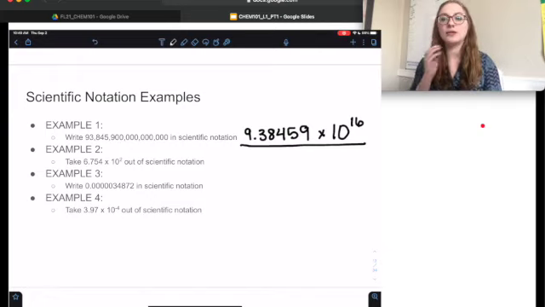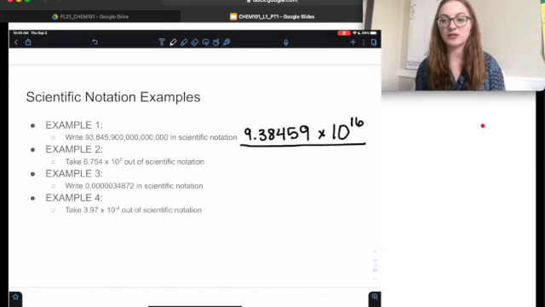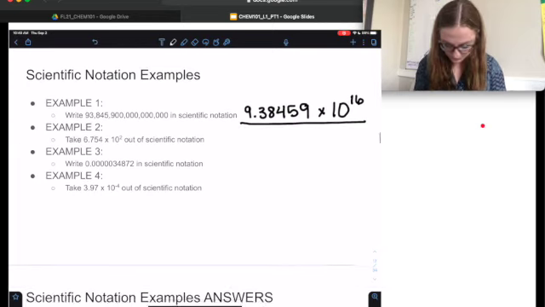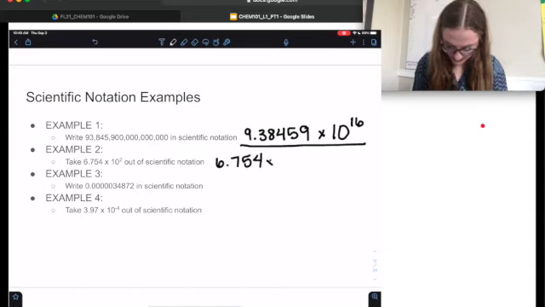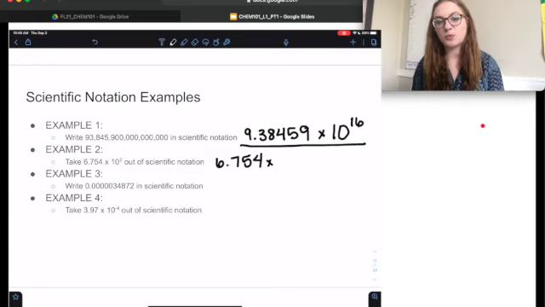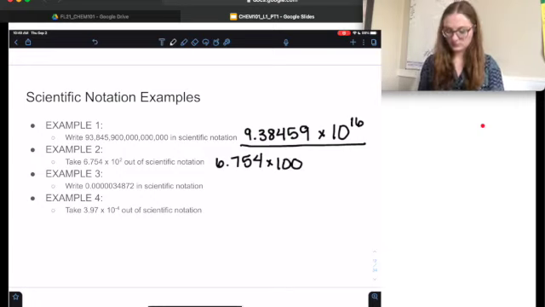Let's go ahead and do example number 2 as well. Example number 2 says take 6.754 times 10 to the 2 out of scientific notation. So let's look at the mechanics and let's write this down. If I have 6.754 times 10 to the 2, I could write that as 6.754 times 100. 10 squared is 100, so I could write it down like this if it helps me figure out what's going on. And so I can go ahead and just type this into my calculator.